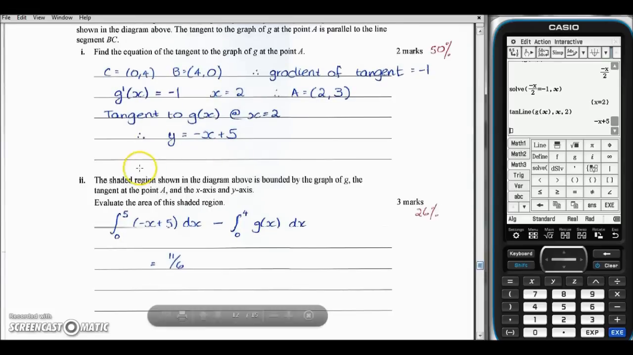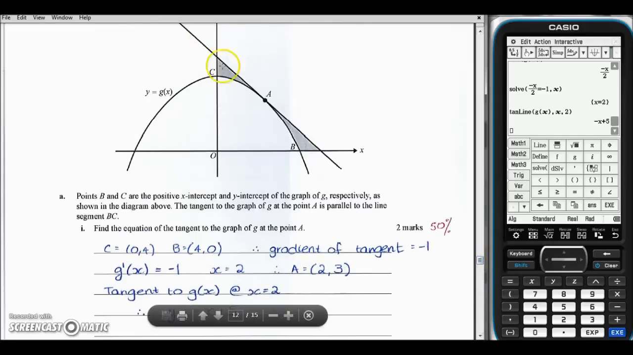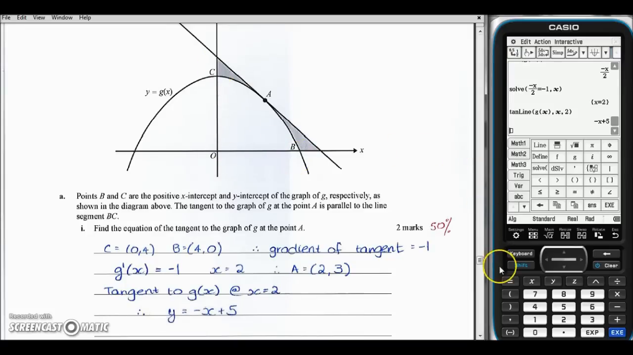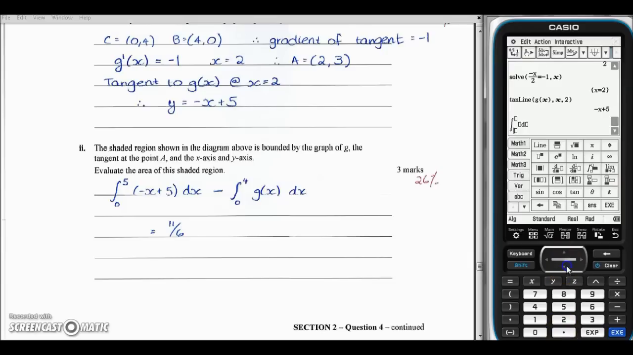Alright, so moving on, the shaded region is bounded by the graph of g, the tangent, and the x and y axis. So find the area of the shaded region. That's going to be the area underneath the straight line minus the area under the parabola. So you could just find the area of that triangle using half base times height, or set up your two integrals.